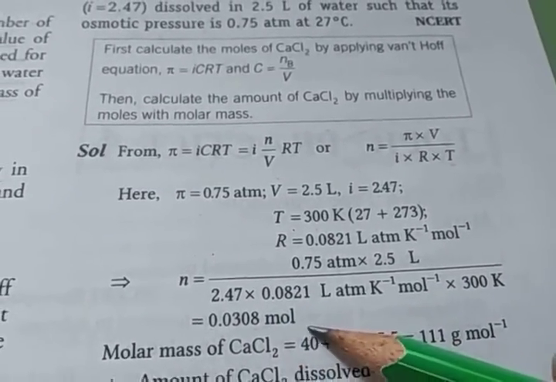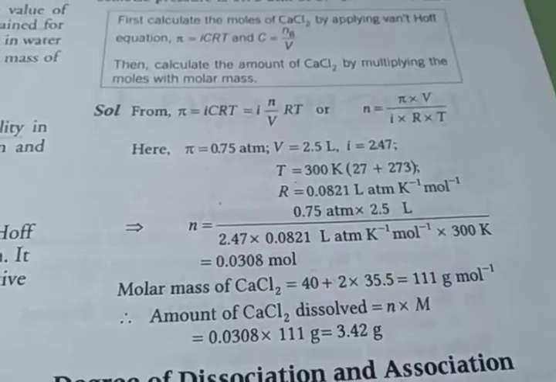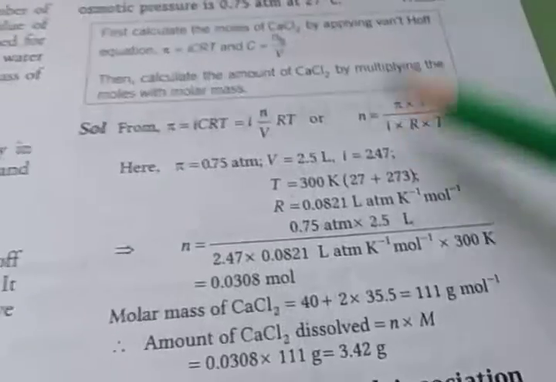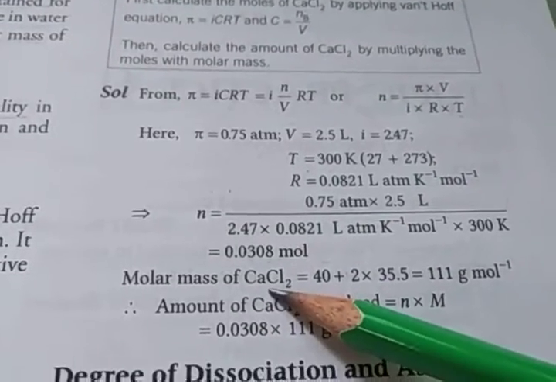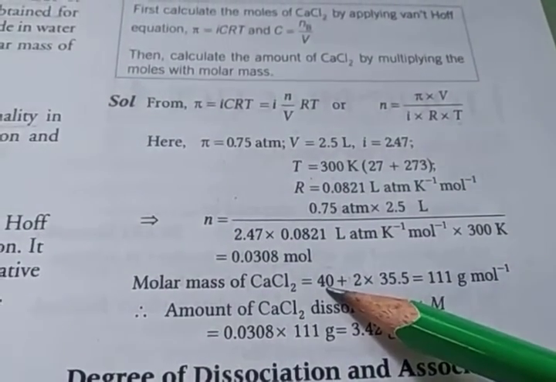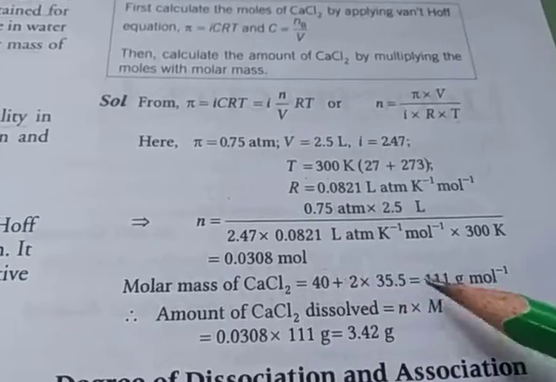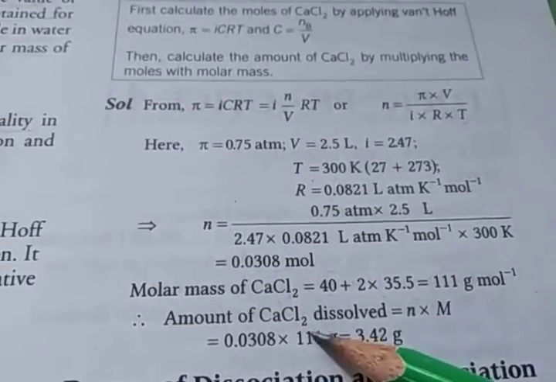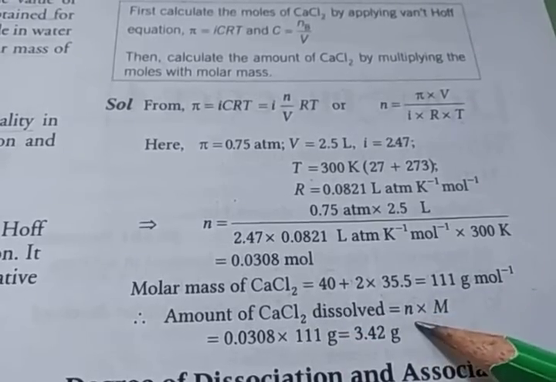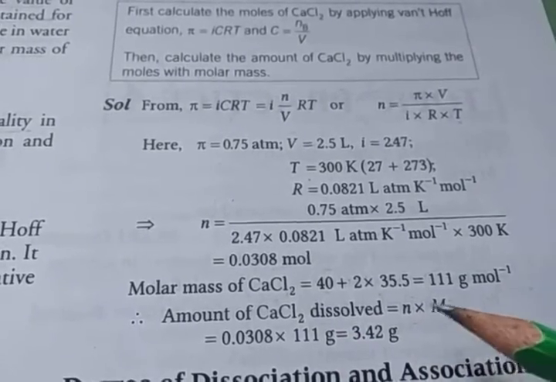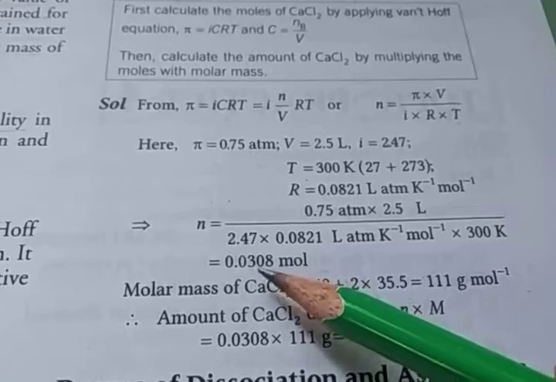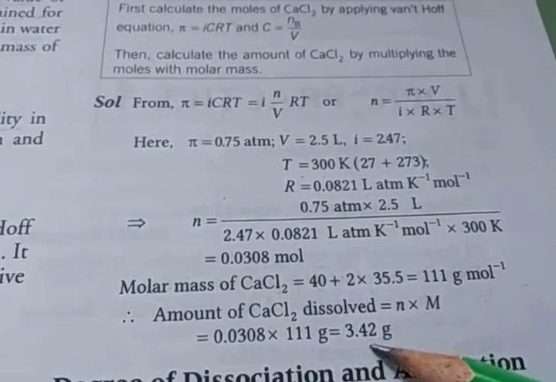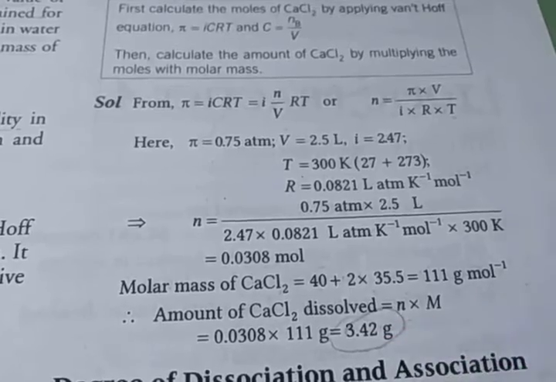So 0.0308 mole, this is the value of the small n. Then molar mass, determine the amount of the calcium chloride. So molar mass of the calcium chloride: Ca, calcium 40, and chlorine 35.5 multiplied by 2, so 111 gram per mole. And amount of the calcium chloride dissolved is equal to n into capital N. So small n is equal to this value 0.0308 multiply 111. So calculate, so 3.42 gram.